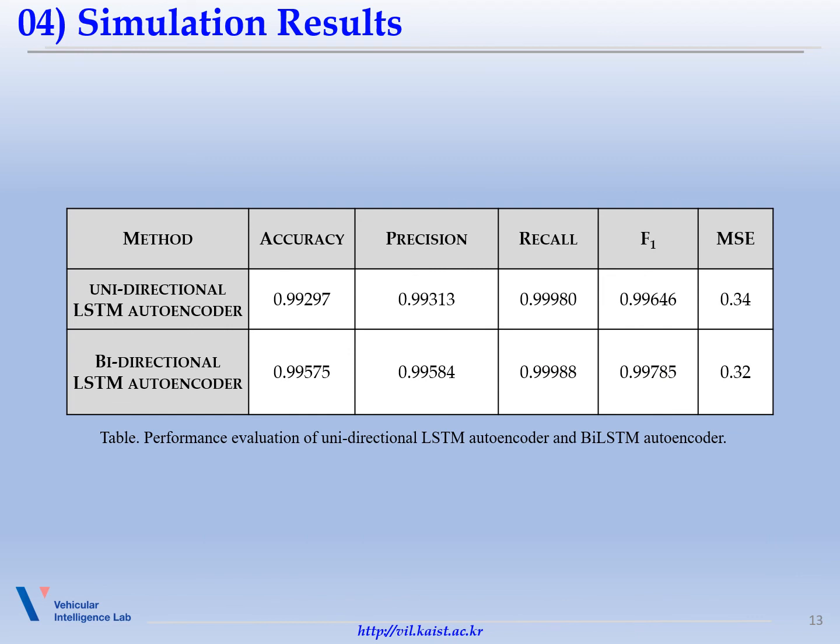Finally, we can see in the table the performance evaluation of the unidirectional LSTM autoencoder and the Bi-LSTM autoencoder. The table shows the accuracy, precision, recall, F1, and MSE, defining the confusion matrix. The accuracy, precision, and recall of the Bi-LSTM autoencoder are higher than the unidirectional LSTM autoencoder, and the mean square error of the Bi-LSTM autoencoder is lower than the unidirectional LSTM autoencoder.